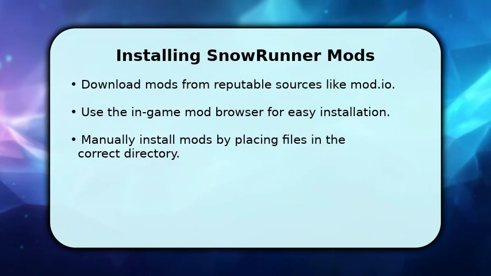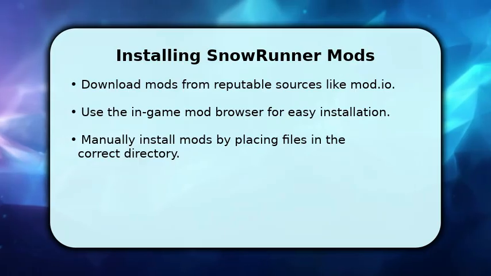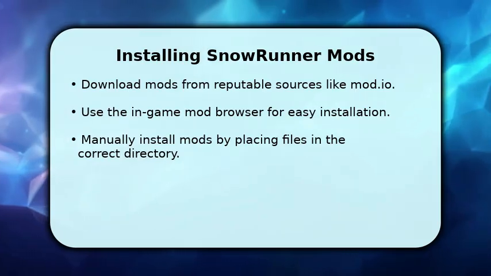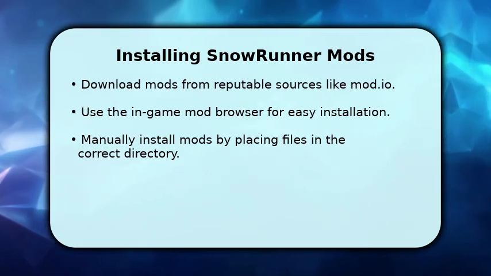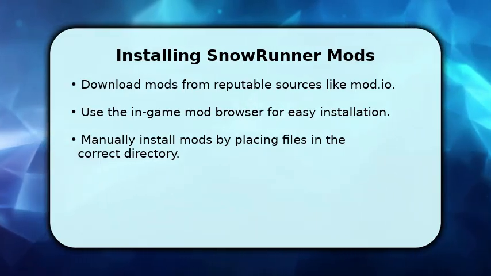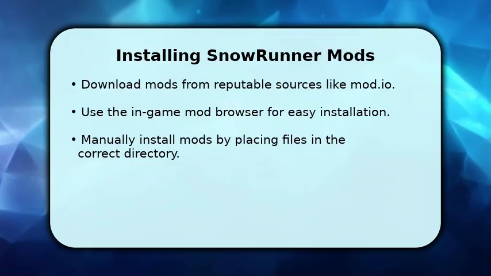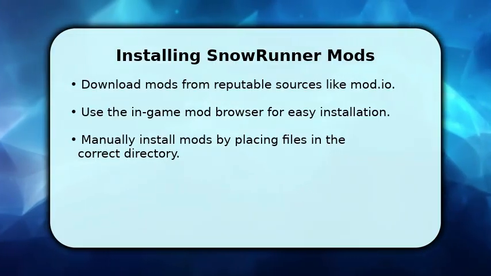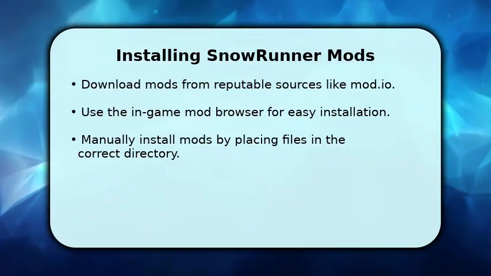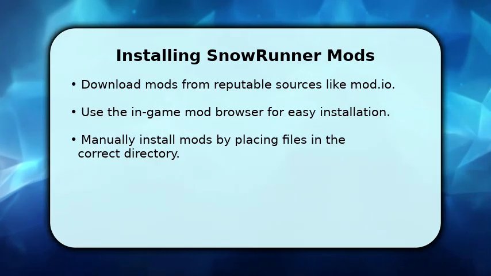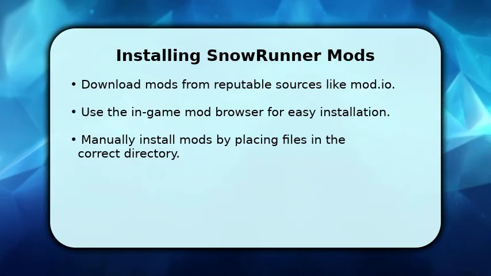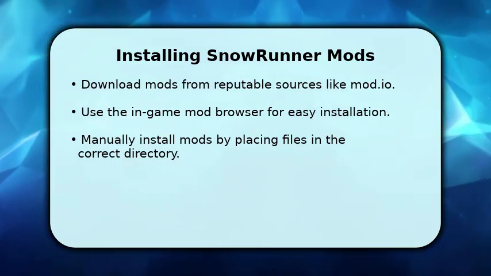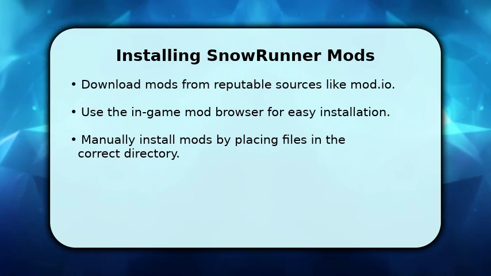Installing mods is the first crucial step. You can easily browse and install many mods directly through SnowRunner's in-game mod browser, which is very convenient. For other mods, you might need to download them from reputable websites like Mod.io and manually place the files into your game's media folder. Always double-check that your mods are activated within the game's mod manager before proceeding to play. This ensures they are ready for your co-op experience.